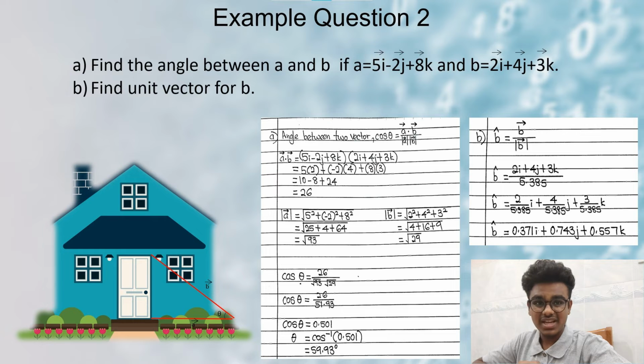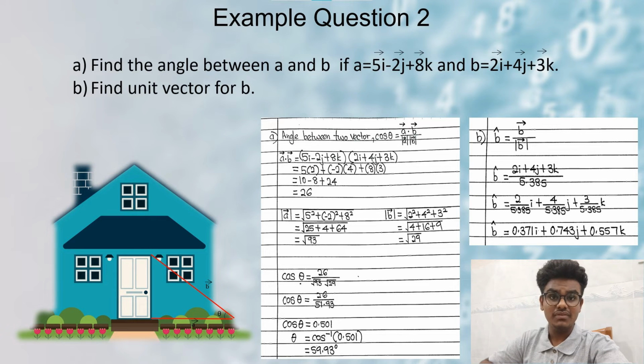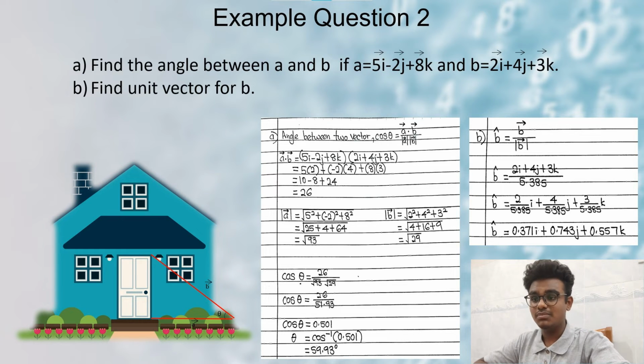So the final answer will be 59.93 degrees. Right now we will see how to find the unit vector for vector B. For the unit vector B, we need to use the symbol like I have shown in the question B answers, in the calculation I mean.